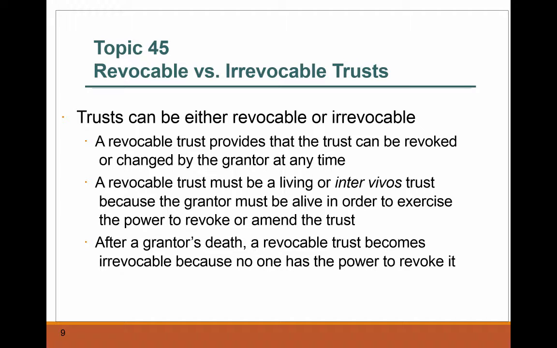Then we have revocable and irrevocable trusts, okay? So basically a revocable trust provides that the trust can be revoked or changed by the grantor at any time. And a revocable trust must be a living or inter vivos trust because the grantor must be alive in order to exercise the power to revoke or amend the trust.